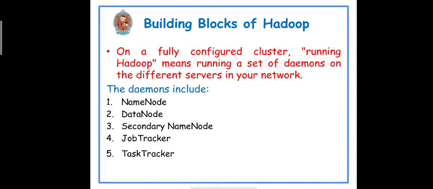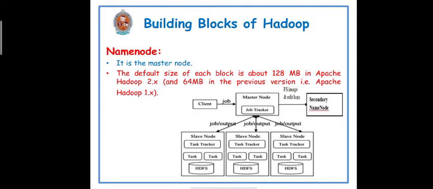On a fully configured cluster, running Hadoop means running a set of daemons on the different servers in your network. Those daemons are name node, data node, secondary name node, job tracker, and task tracker. Coming to name node, it is the master node that maintains and manages the data nodes. Look at that picture. Here name node means master node. It maintains and manages the data nodes, that means slave nodes.